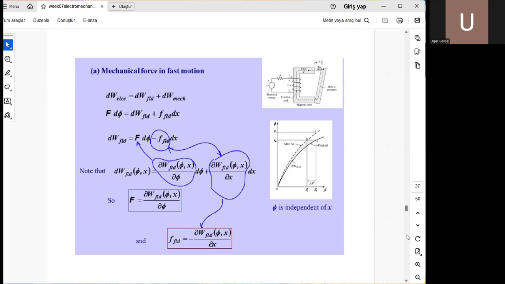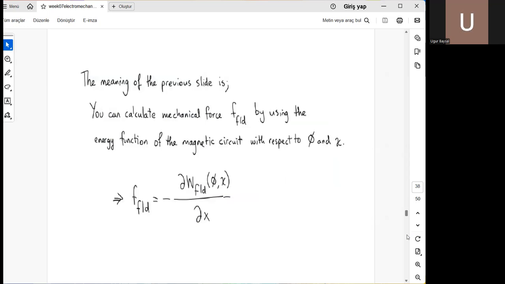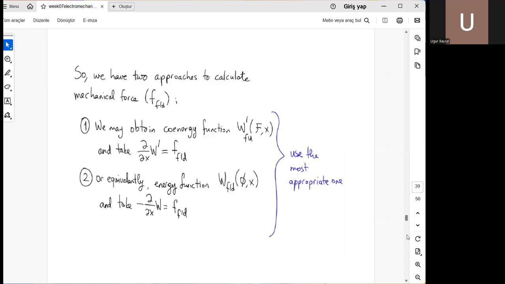As long as we are consistent, these two forces will be equal. This time, if we use the partial derivative of energy of the field with respect to x with a minus sign in front, it's not seen very clearly, but at the bottom of the slide, the force equation has a minus sign in front. So this is our equation with handwriting. We can use this equation as well. So we have two alternatives.